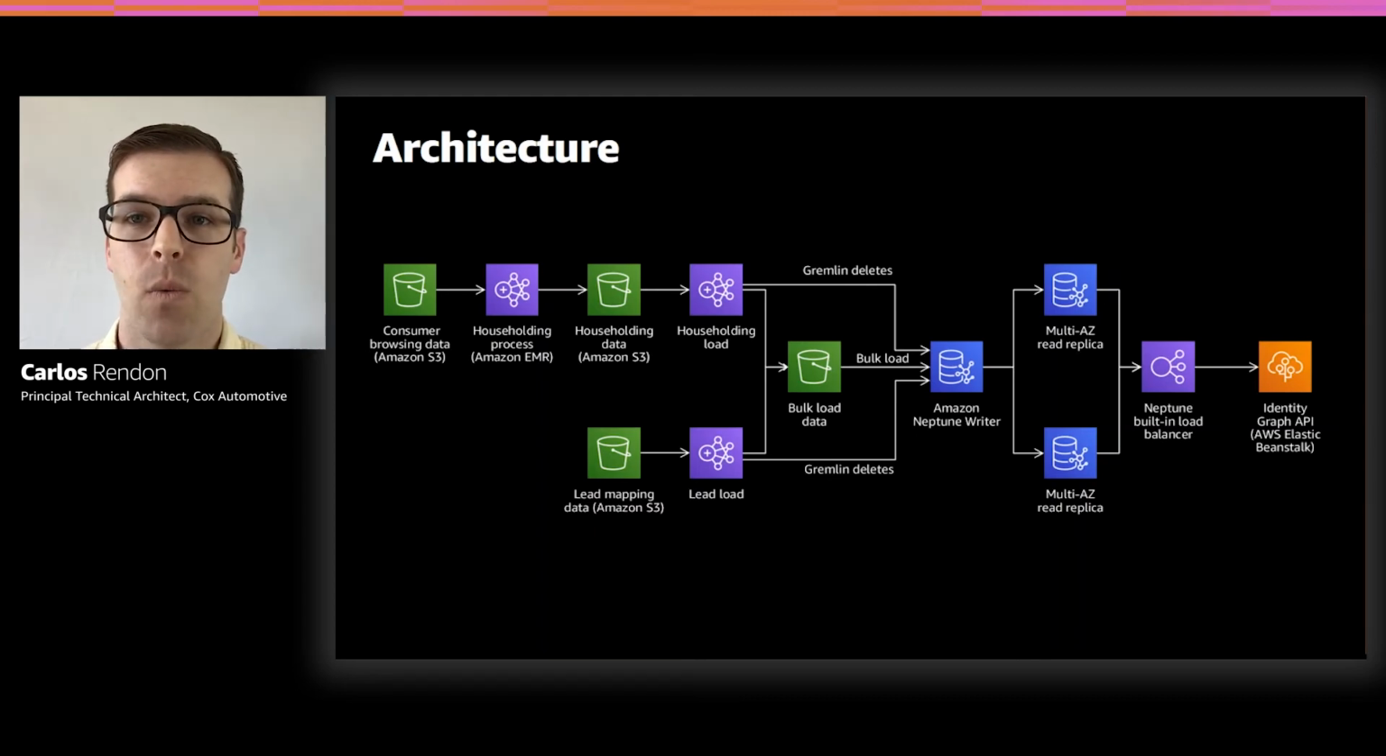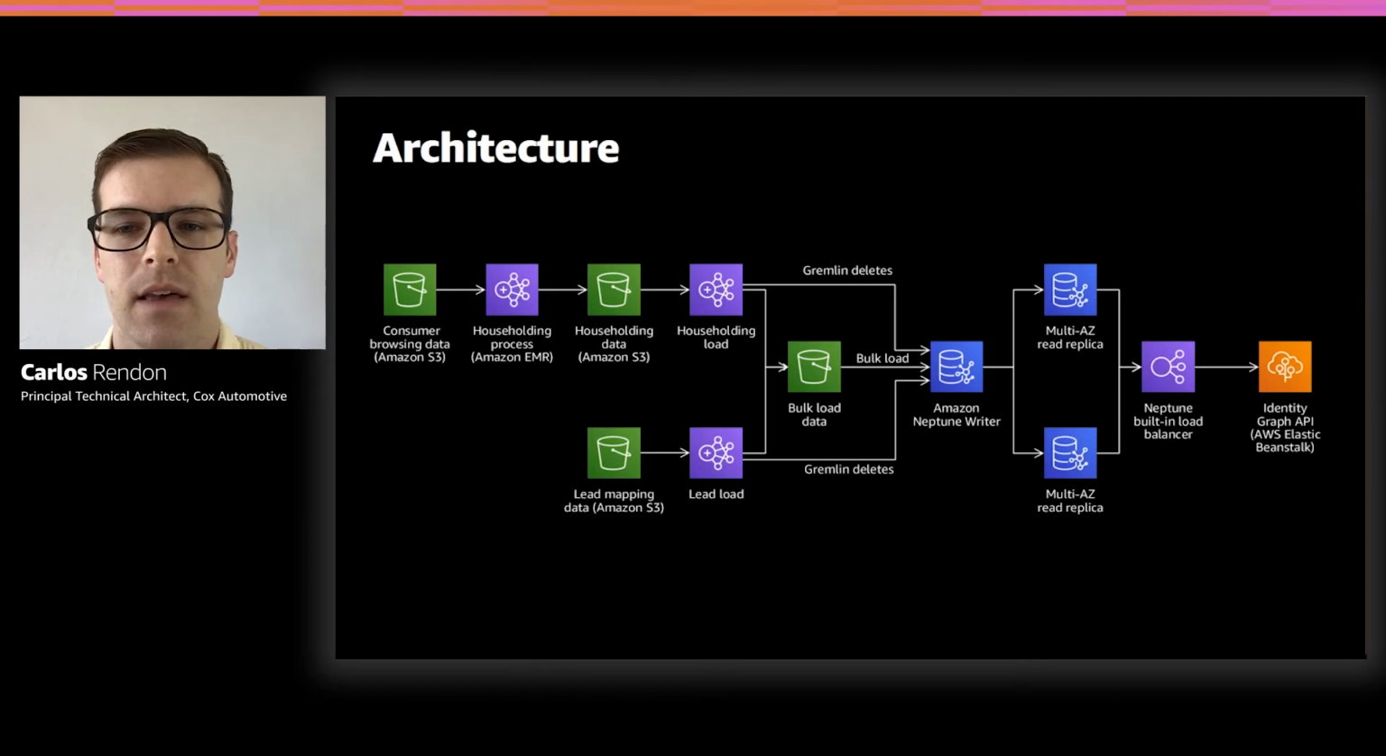So think of that as our web logs. And from the web logs, we then run the householding process I talked about. So the householding process is Spark running on EMR. That then creates our householding data set. And that's the data set that we want to load into Neptune. That has our linking from IP address to many different cookies.